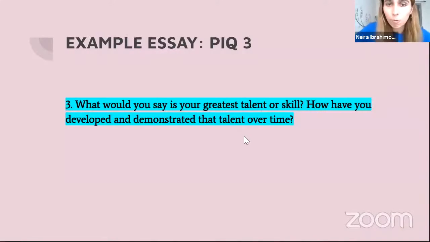This one says, what would you say is your greatest talent or skill? How have you developed and demonstrated that talent over time? So if you guys remember from when we were talking about it previously, we mentioned how overtime is a key word because it's asking you to describe one skill and talk about it through time. So already you can key into the fact that I'm probably going to be writing about a few key experiences instead of one story. So with that in mind, try to focus on how this essay is a bit different from the last in that sense.